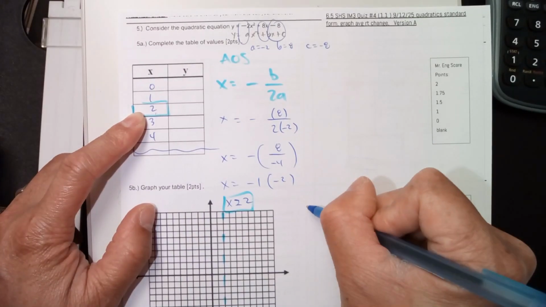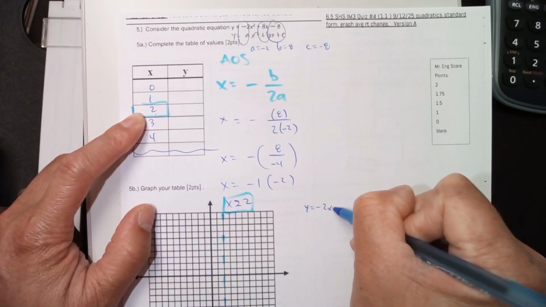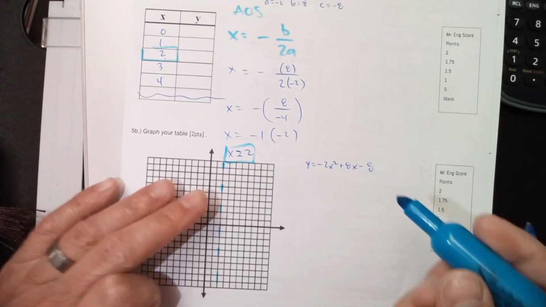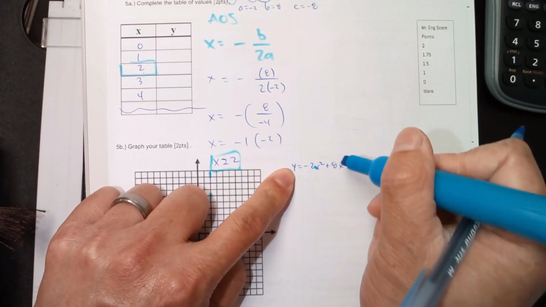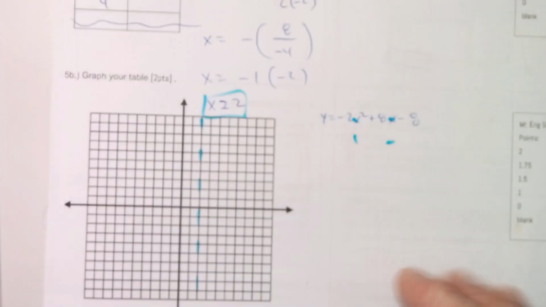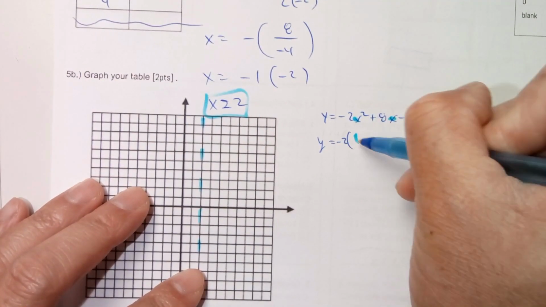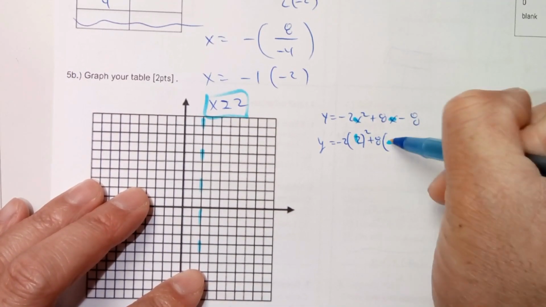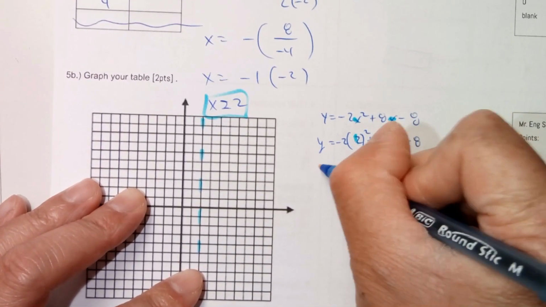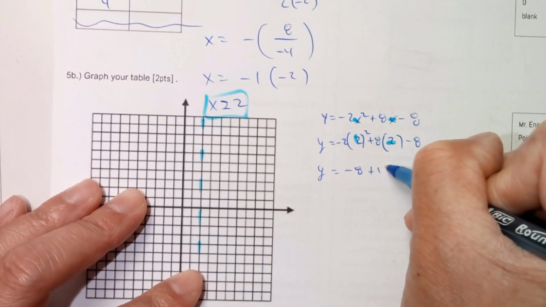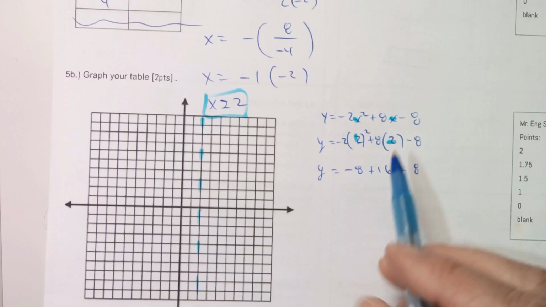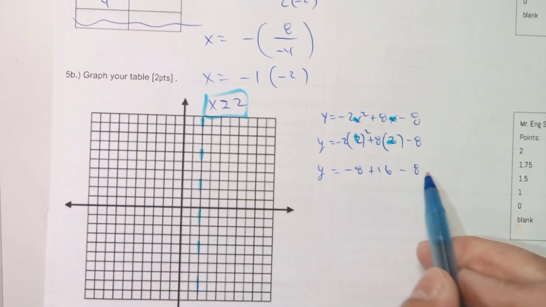Just recopying it. And doing so will find me the y value. So y equals -2 times 2 squared plus 8 times 2 minus 8. Order of operations, so that's 4. 4 times -2 is -8. This is 16 minus 8. So -8, +16, minus 8, so your y value is 0. So my ordered pair would be 2, 0.